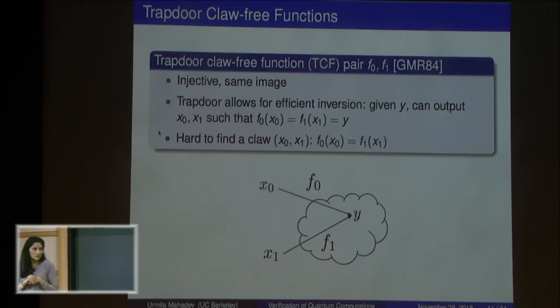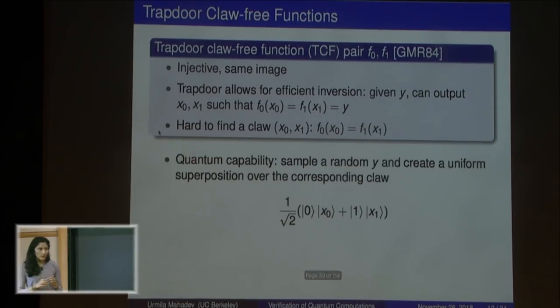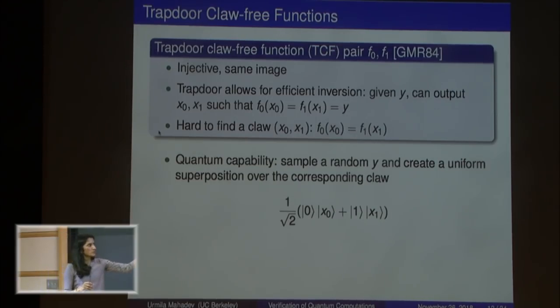Okay, so this is a classical cryptographic primitive. They're just classical functions. But the reason they're interesting is because they're very useful in the quantum setting. So what a quantum machine can do is sample a random image y and create a uniform superposition over the corresponding claw. So the quantum machine isn't breaking the claw-free property. He's not finding both x0 and x1. He's just creating a superposition over them.